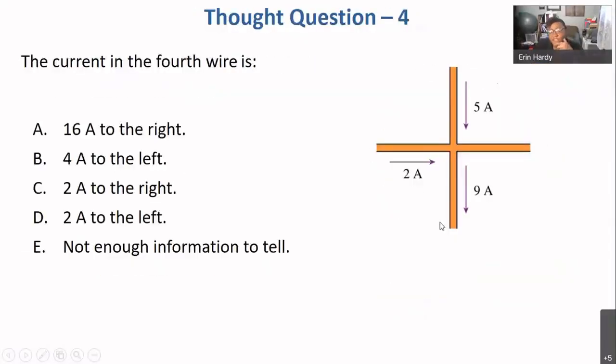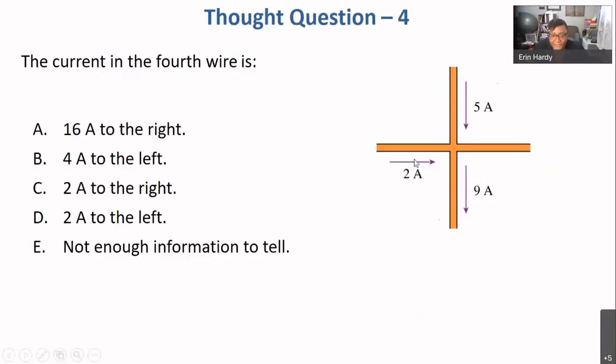So this thought question gives us an opportunity to think through this scenario. We have a 4-wire junction where I know the direction and the magnitude of current for 3 out of the 4 wires, and I want to figure out the current in the 4th wire. We can eliminate "not enough information to tell" because this is something that we can answer.